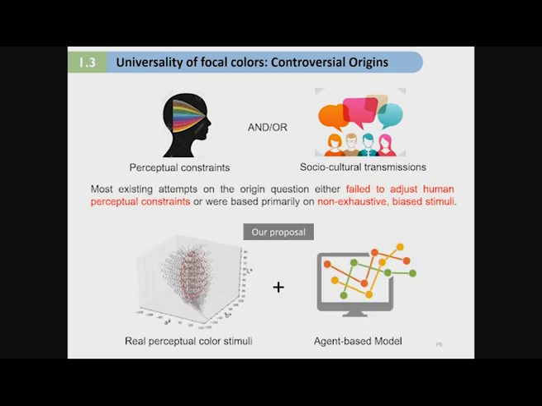So in our study, we based our work on an agent-based model. This is our proposal. We use a relatively complete set of color stimuli, and use the agent-based model, which allows us to manipulate the real color stimuli in order to manipulate the perceptual constraints. We also implement the socio-cultural transmissions. In this model, we will see which factor, perceptual constraints or socio-cultural transmission, plays the more important role in shaping the universality of color categorization.